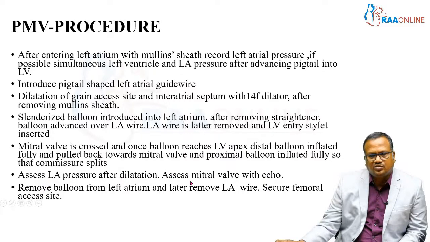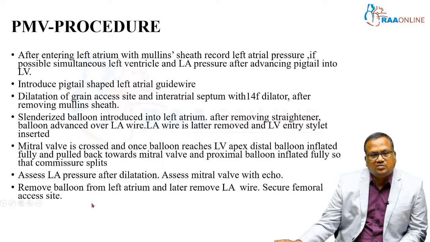Once you have dilated the mitral valve, you reassess the LA pressure, then you can push the pigtail into the LV and measure the LA-LV gradient. Or you can use the mitral valve echo to assess whether the commissure is split, to assess the success of the BMV. If you are not happy, you can add a couple of ml of contrast again and redo the entire procedure to get a more successful BMV.